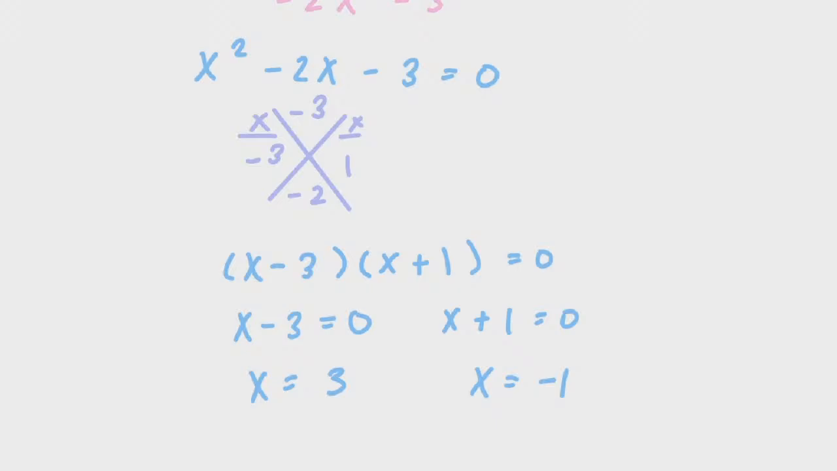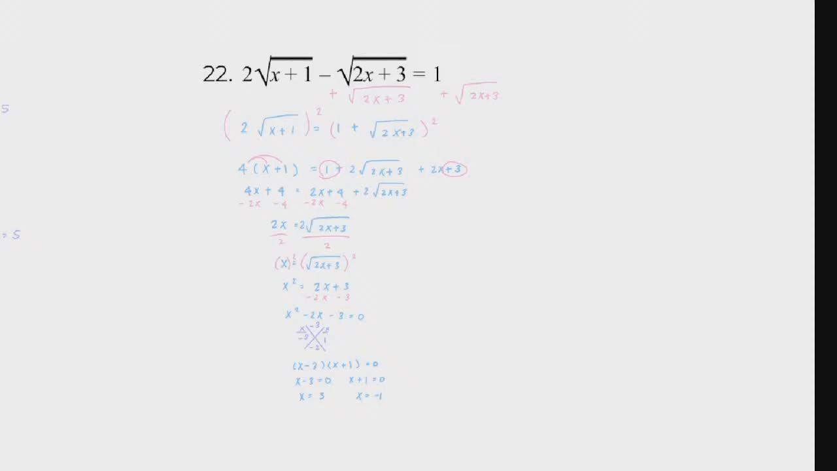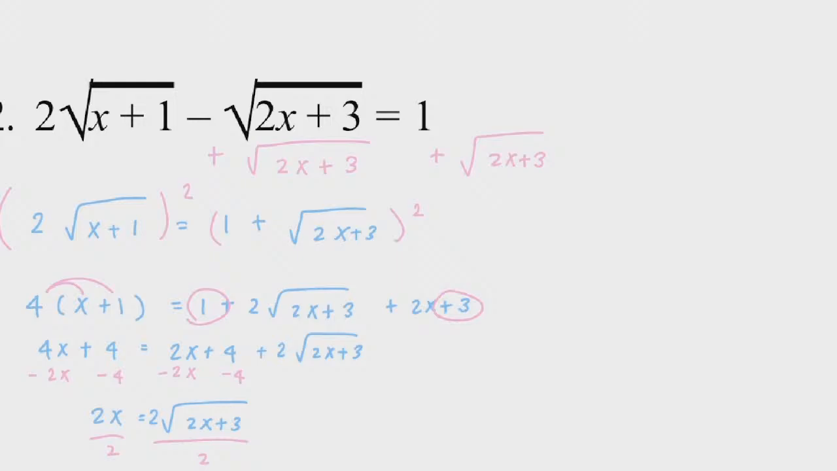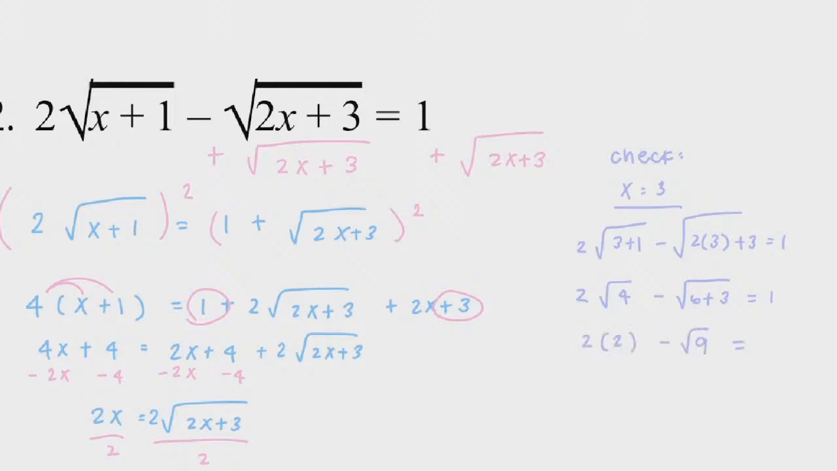So we have two numbers. We want to plug these into the original equation to check. So let's start with x equals 3. So that'll be 2 square root of 3 plus 1 minus square root of 2 times 3 plus 3 equals 1. So that's 2 times square root of 4 minus square root of 6 plus 3 equals 1. So that's 2 times 2 minus square root of 9 equals 1. So 4 minus 3 equals 1, which is true. So that means x equals 3 is a solution.